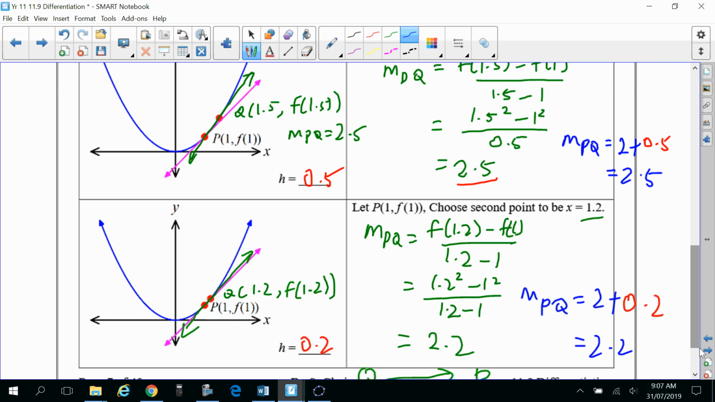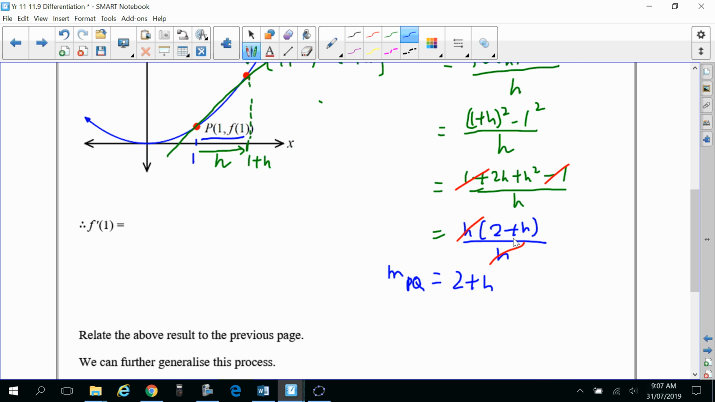Get it? So now, again, mathematicians want to formalize the process. It's a language. How do I express that? We take the limit as h approaches 0 of gradient PQ. Get the idea? Do not abbreviate anything. It's already abbreviated. It's the most abbreviated language in the world, I think. It's abbreviated words for science. And when you substitute 0 in there, 2 plus 0, you get 2. No surprise. Now we're more confident that we have algebraically proved that the gradient of the tangent at 1 is 2.